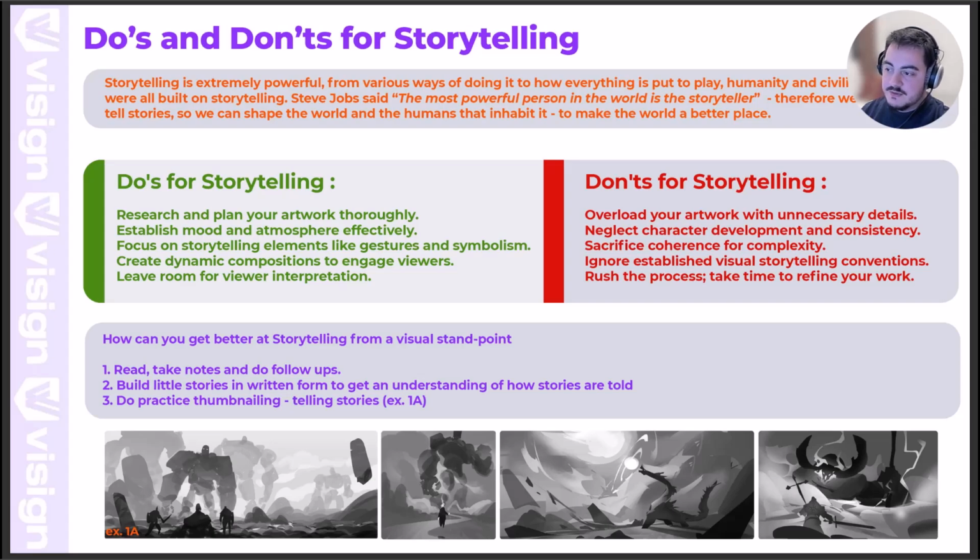Establish a mood and atmosphere effectively. Make sure that you try to convey things very clearly. You want to focus on storytelling elements like gestures and symbolism, and you'll notice that even in these thumbnails at the bottom here, the silhouettes are trying to convey something really clear. Create dynamic composition, engage viewers, leave room for viewer interpretation, and of course, most of these things can leave interpretation for the viewer in that sense.